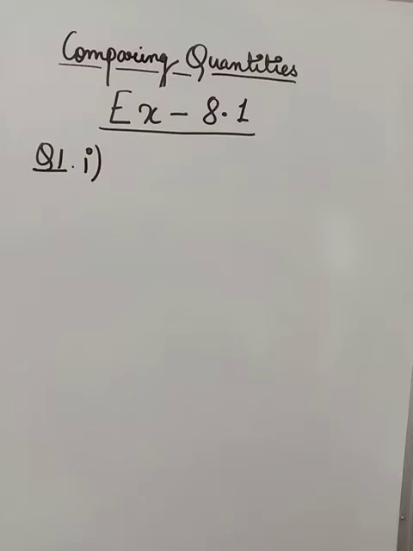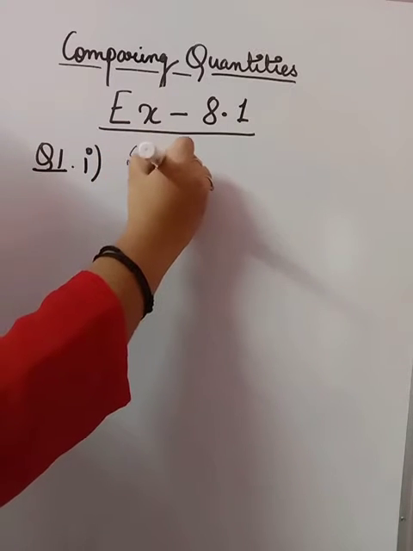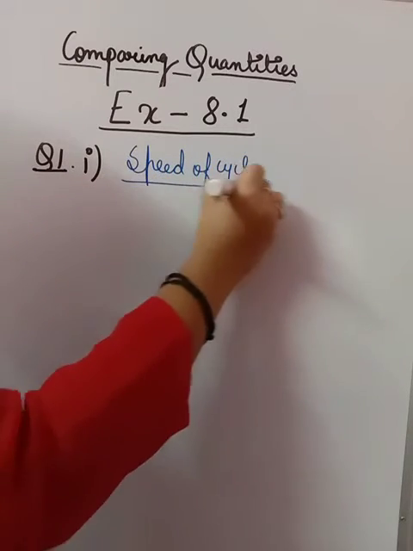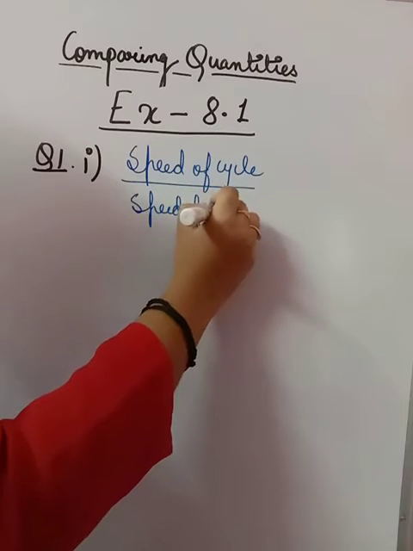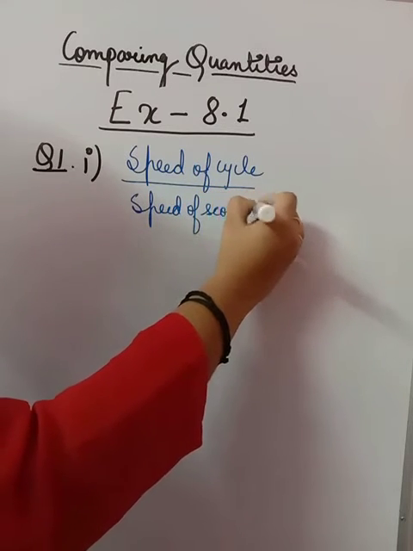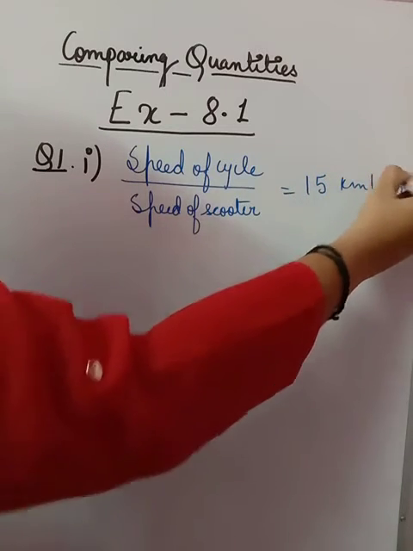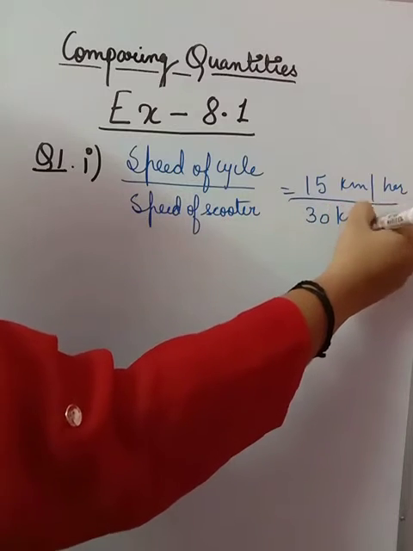Exercise 8.1 of this chapter. Question number 1. We have to calculate the ratios of the given part. So the first part is speed of cycle to speed of scooter. So the speed of cycle is given to us, that is 15 km per hour, and the speed of scooter is also given to us, that is 30 km per hour.